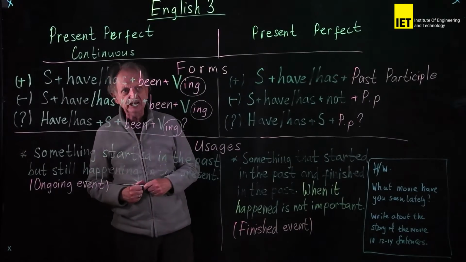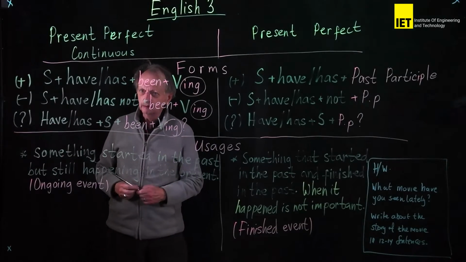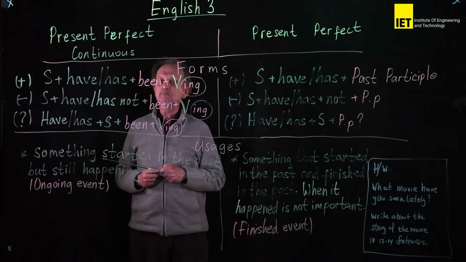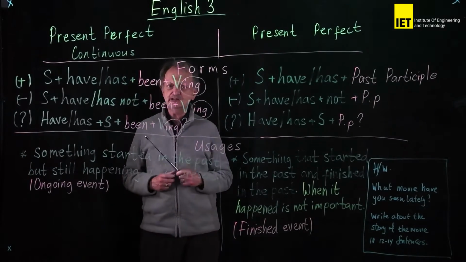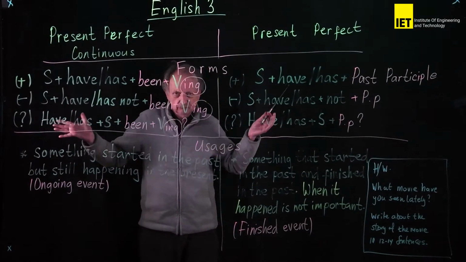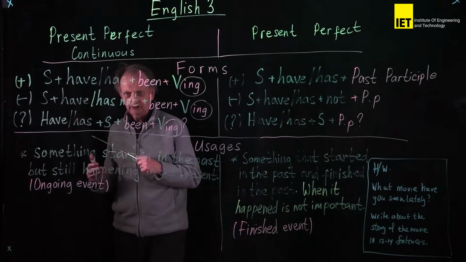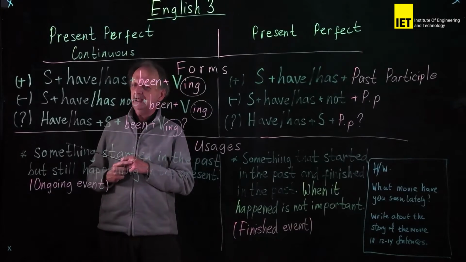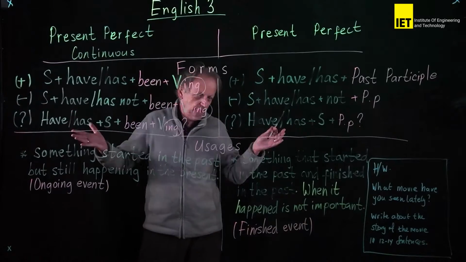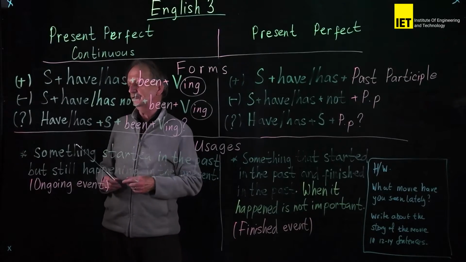If you have a positive sentence, you say subject, I, you, he or she, using the verb have or has, then use the past participle of be, which is been, and then the verb plus ing. Example, I have been learning something, have been learning. In a negative sentence, the only difference is that after have or has, you put the word not: I have not been learning, whatever.